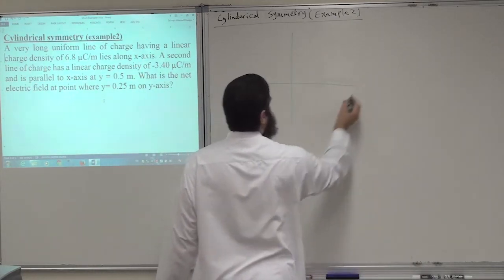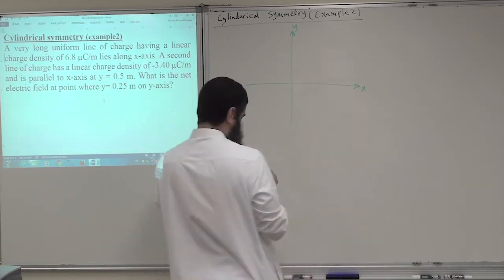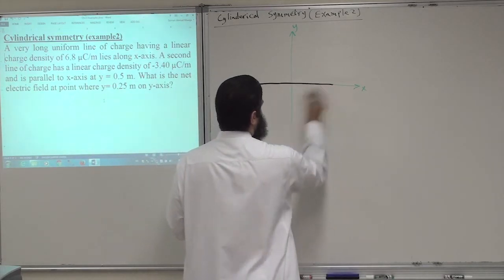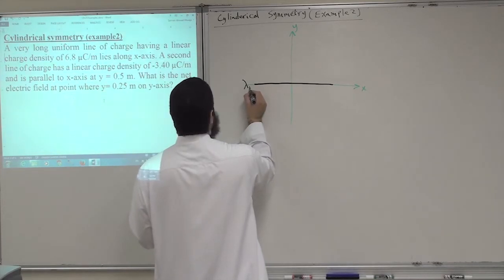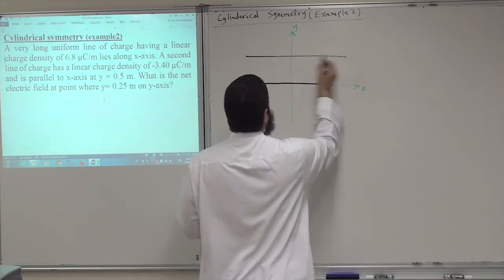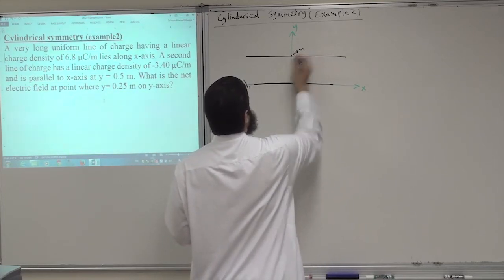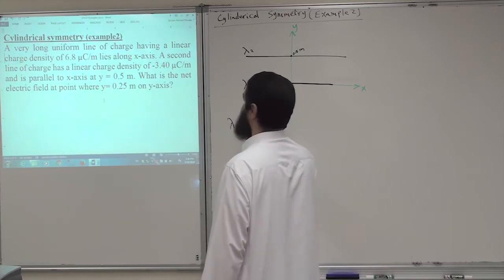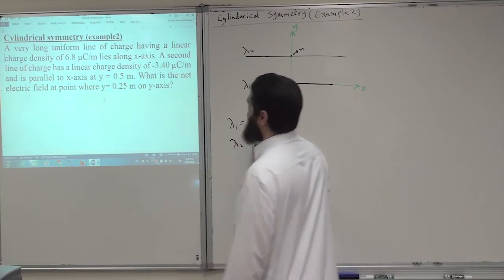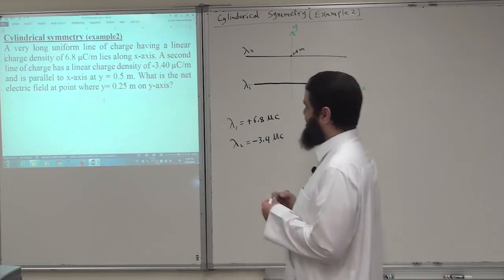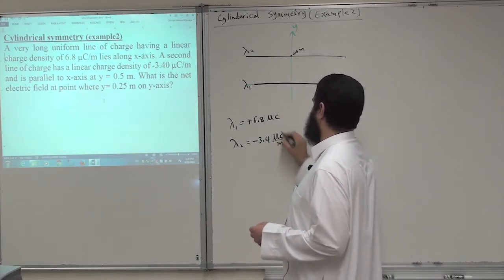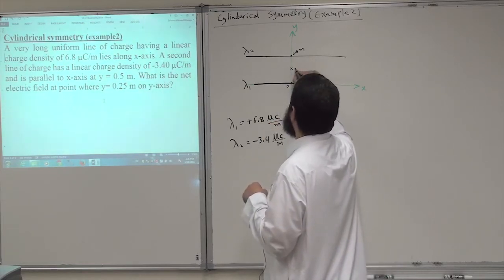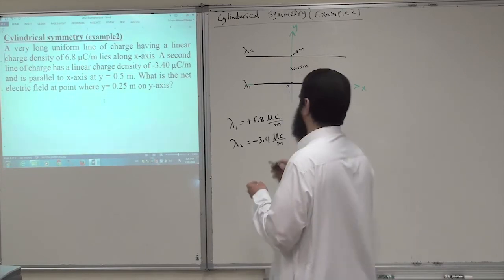Let me have a simple diagram for you. This is the positive x, that is the positive y. The line charge, one of them is along the positive x-axis. It carries linear charge density, let me call it lambda 1. The other one is located at y equals 0.5 meters, and it carries lambda 2. Lambda 1 is positive 6.8 microcoulomb per meter, while lambda 2 is negative 3.4 microcoulomb per meter. This y equals 0 is the x-axis, and he's asking what is the net electric field midway at point y equals 0.25 meter.